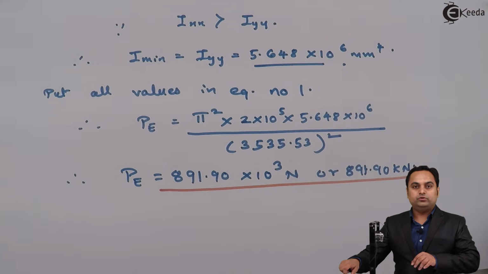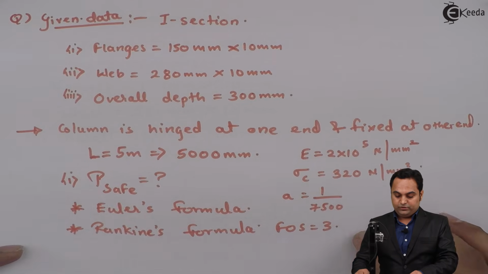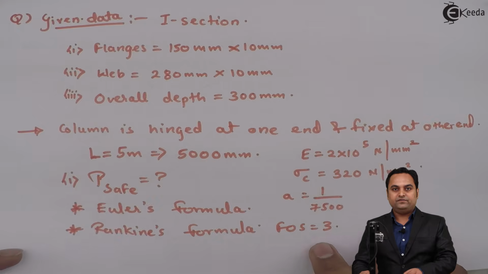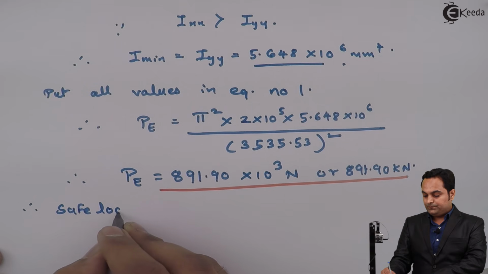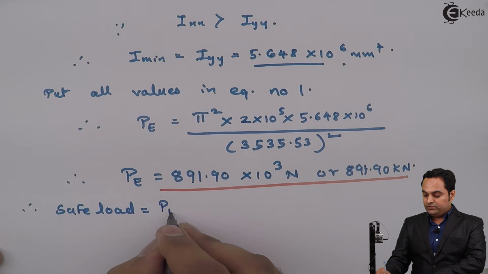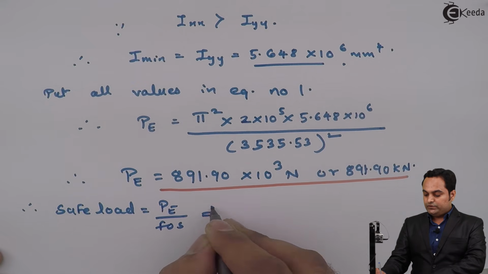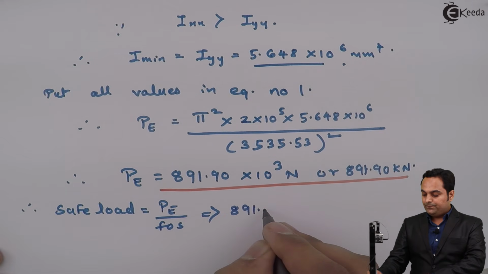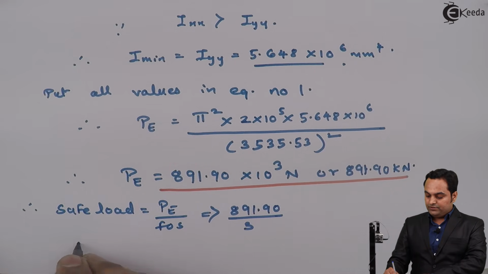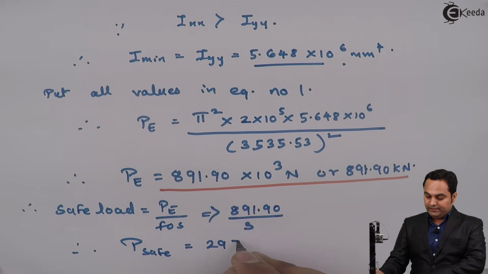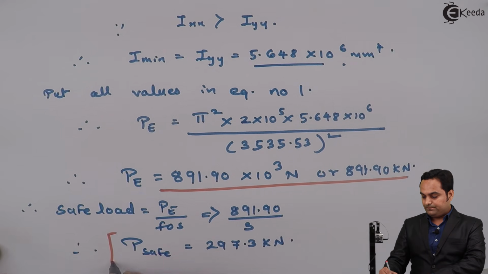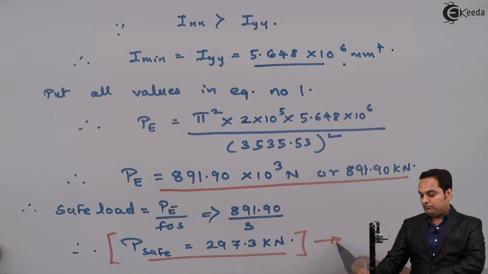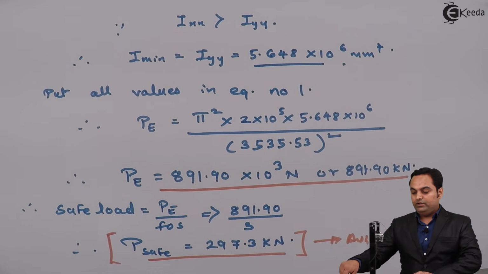Now after getting the Euler's load, in the problem the question is to calculate safe load and factor of safety is 3. So after this I'll say that therefore safe load will be equal to Euler's load divided by FOS. So here we have Euler's load as 891.90 divided by 3. So therefore P suffix safe, that is safe load, comes out to be 297.3 kilonewton. So this is the first answer for us. That is, we have found out the safe load by using Euler's formula.